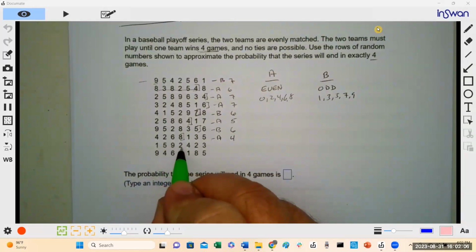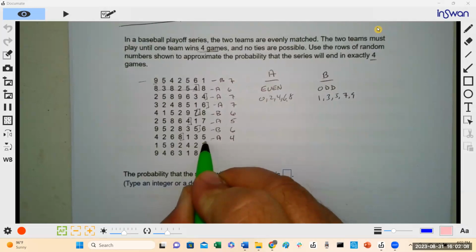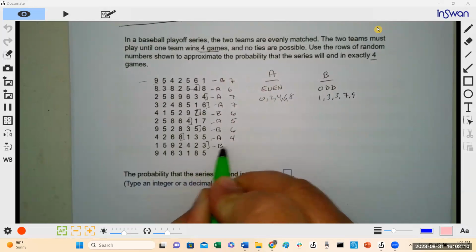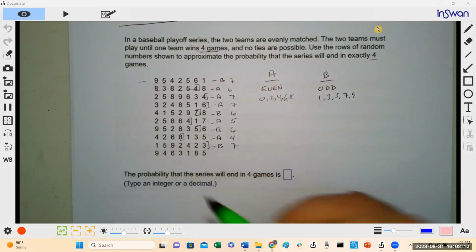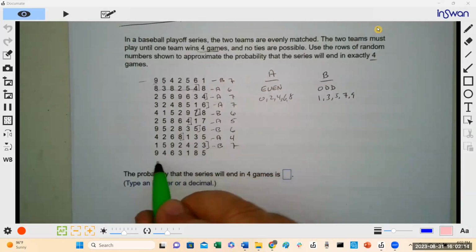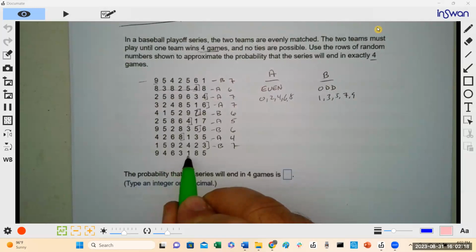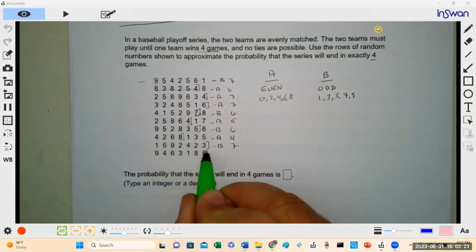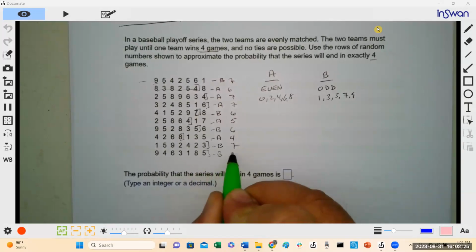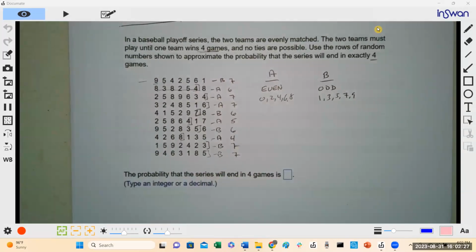1, 2, 3. Team B wins that in 7 because there are 4 odds and 3 evens. 2, 3. 1, 2, 3. 1, 2, 3. So Team B wins that one in 7 also.